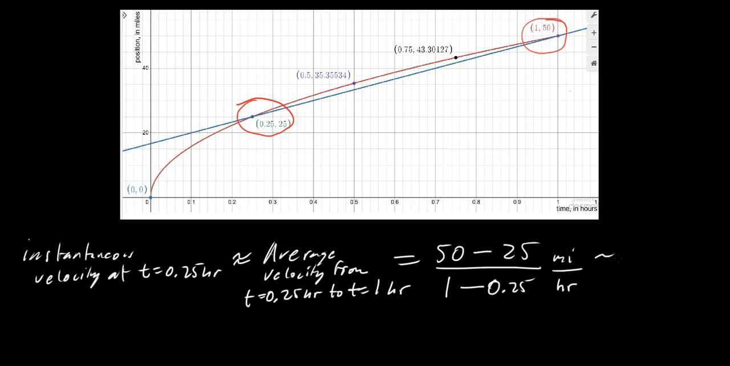When we do the math, we get roughly 33.3 miles per hour. So we're going with that for now. For the moment, we're deferring the question of how do we find his velocity at an instant. We're just saying, hey, we'll start out by approximating it. All right.